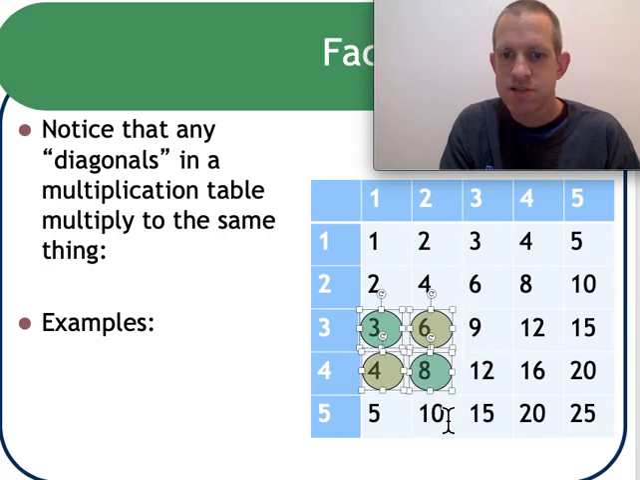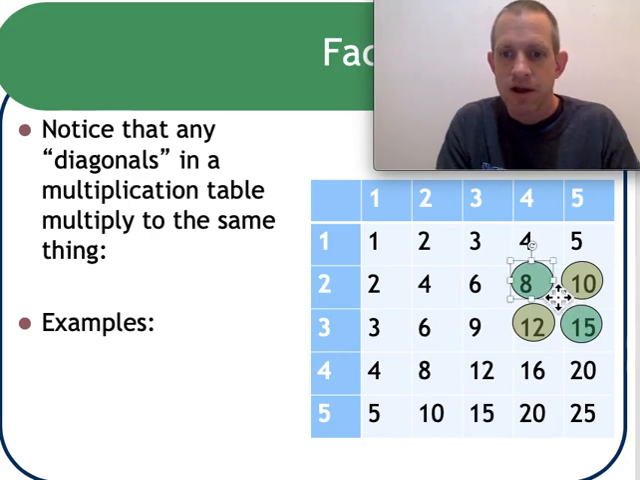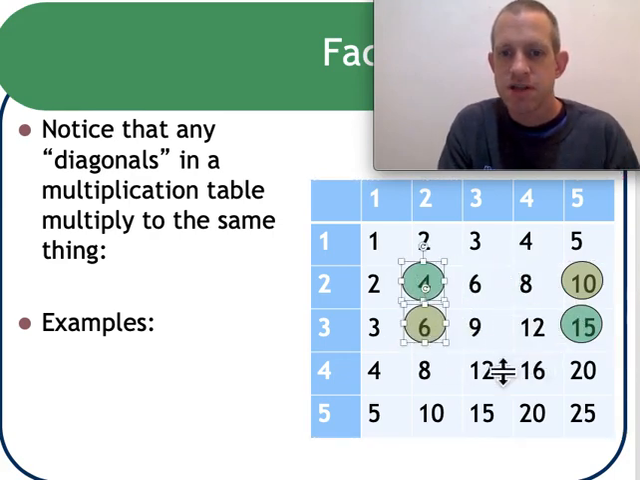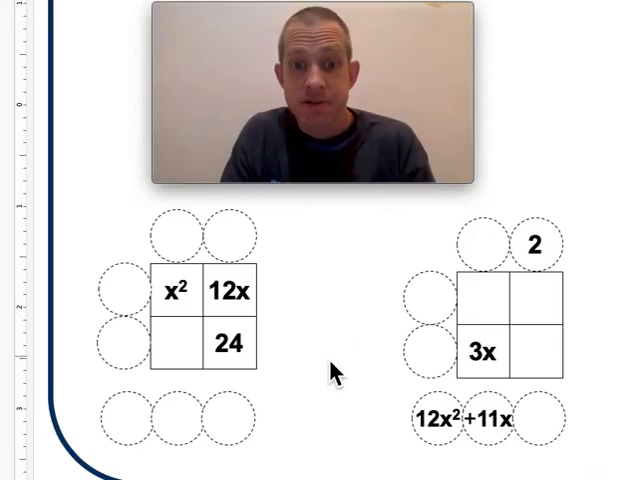Here, 3 times 8 is 24. 6 times 4 is 24. If I go over here, 10 times 12 is 120. 8 times 15, not as obvious, but also 120. And it doesn't even have to be right next to each other. Suppose I looked at this combination. 6 times 10 is 60, 4 times 15 is 60. So if you have a true multiplication table on your hands, then that diagonal has to multiply to the same thing. All right, let's dive in and see how this works.